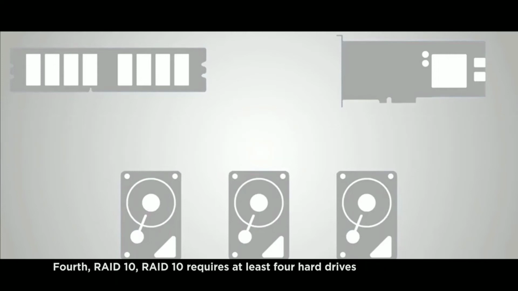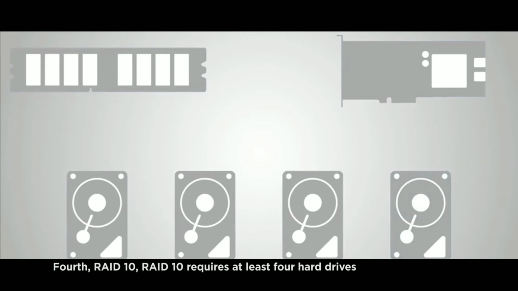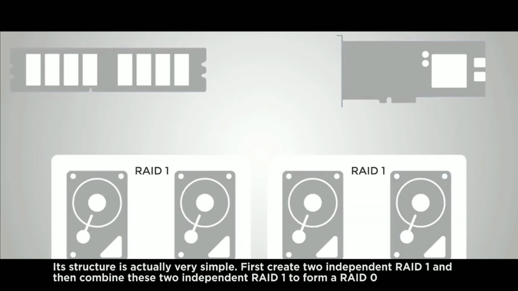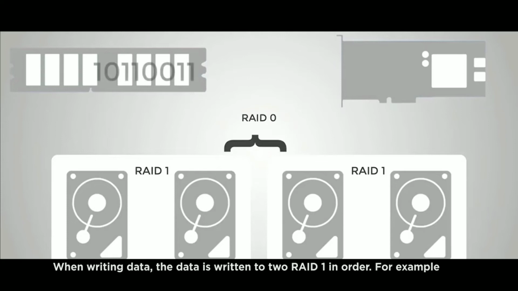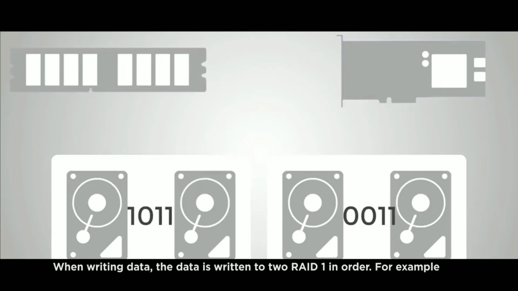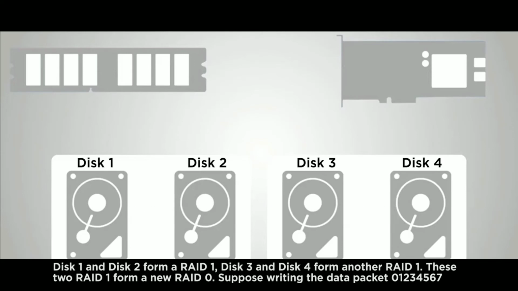Fourth, RAID 10. RAID 10 requires at least 4 hard drives. Its structure is actually very simple. First, create 2 independent RAID 1 and then combine these 2 independent RAID 1 to form a RAID 0. When writing data, the data is written to the 2 RAID 1 in order. For example, Disk 1 and Disk 2 form a RAID 1, and Disk 3 and Disk 4 form another RAID 1. These 2 RAID 1 form a new RAID 0.